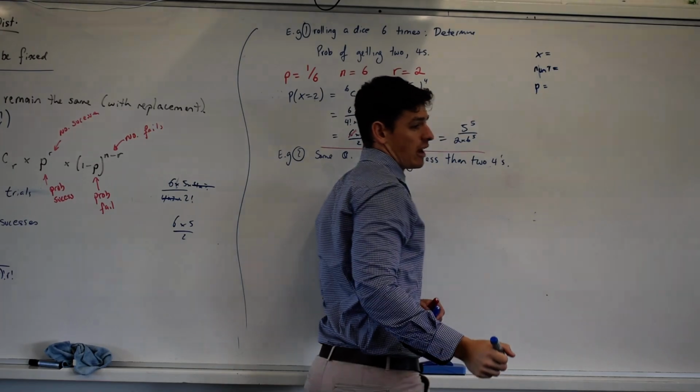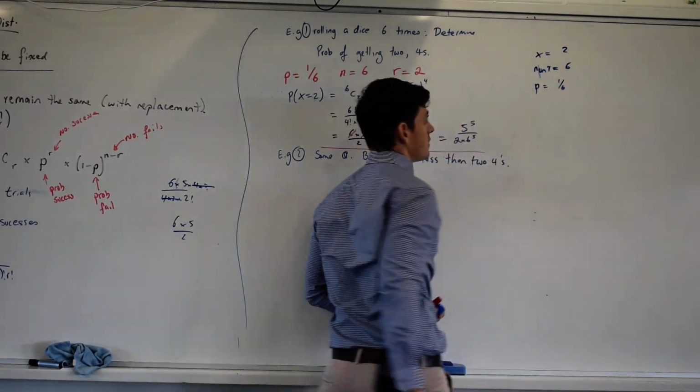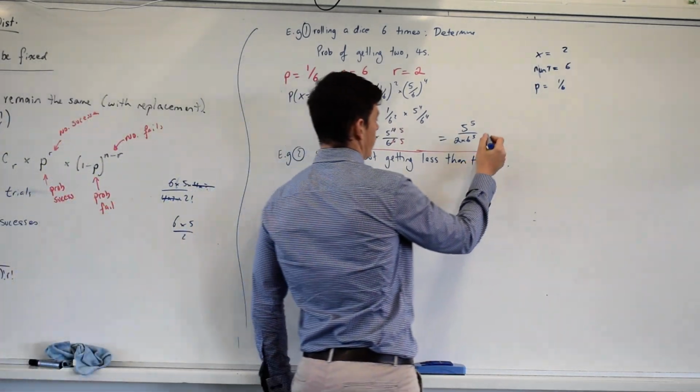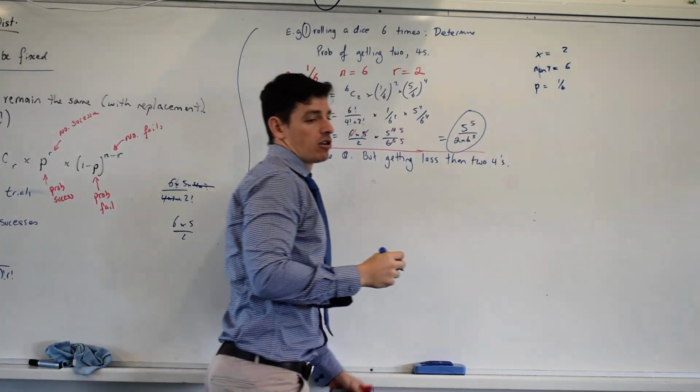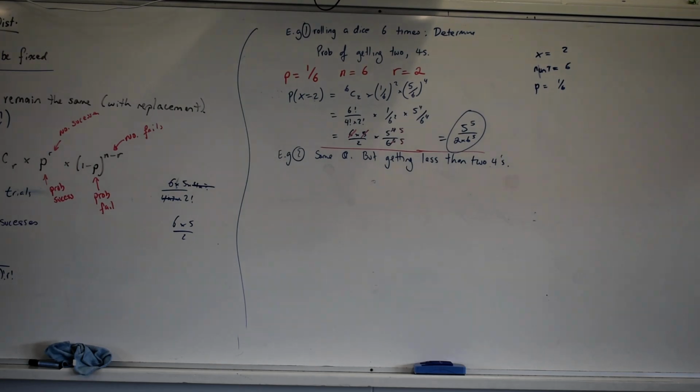In this situation, our X is equal to 2, our number of trials is 6, and our probability is 1 on 6. And if you shove that in, you would get exactly the same as this, and I want you to confirm that's exactly what we get. Partly because I haven't checked that answer is actually correct, and I want to make sure my method is appropriate.